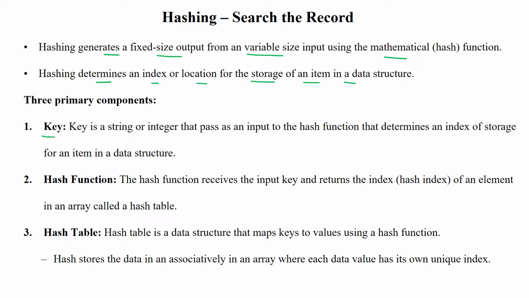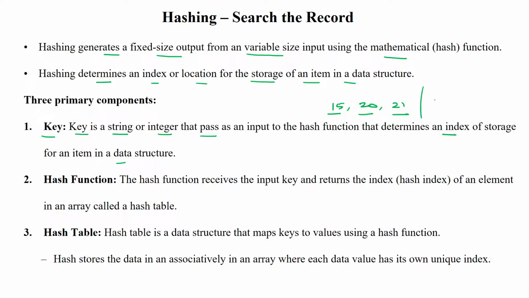One is key. Key is a string or integer that is sent as an input to the hash function to determine an index for storing the given input in the data structure. That means if you want to store integers like 15, 20, 21 in the memory, then these numbers themselves will be used as a key.